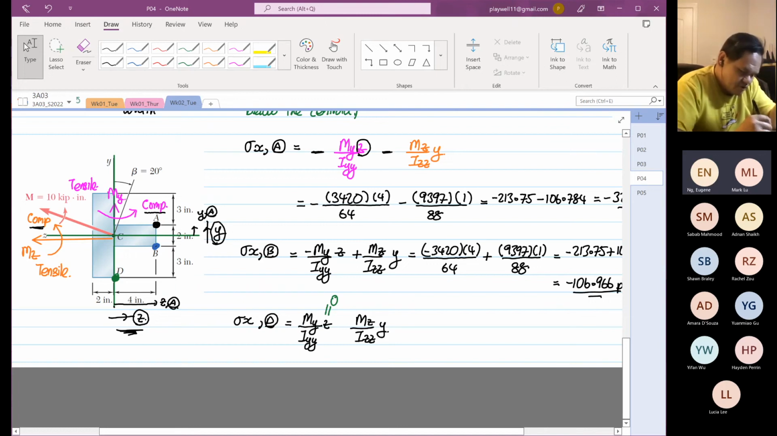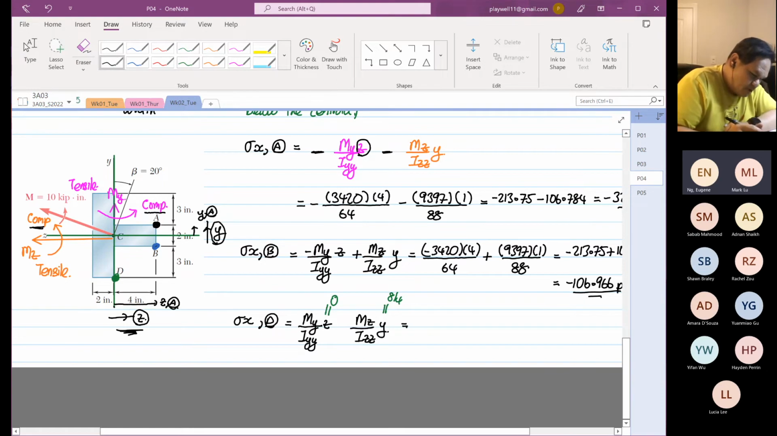The z is equal to 0, right? The y, right? The y is not equal to 0. The y over here is equal to 8 divided by 4. Okay. So for this case, we can write this down.